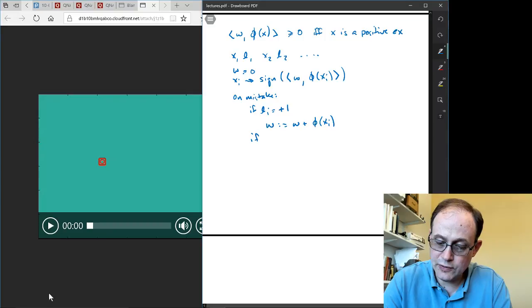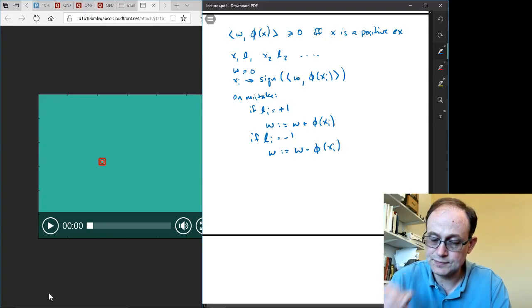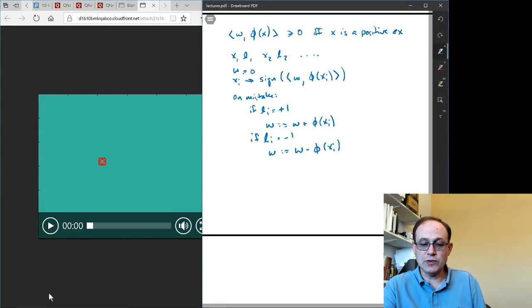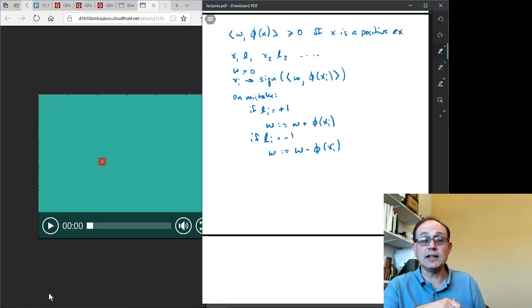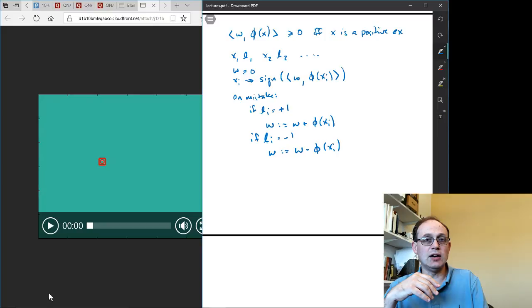And then if Li is equal to -1, then W is assigned to be W minus phi of xi. So this is the perceptron algorithm. When we first saw it, we were looking at it in a real vector space, where phi of xi was an element of Rn. What I want to do is show you the example when phi of xi is something in a different function space that's not just a real vector space.